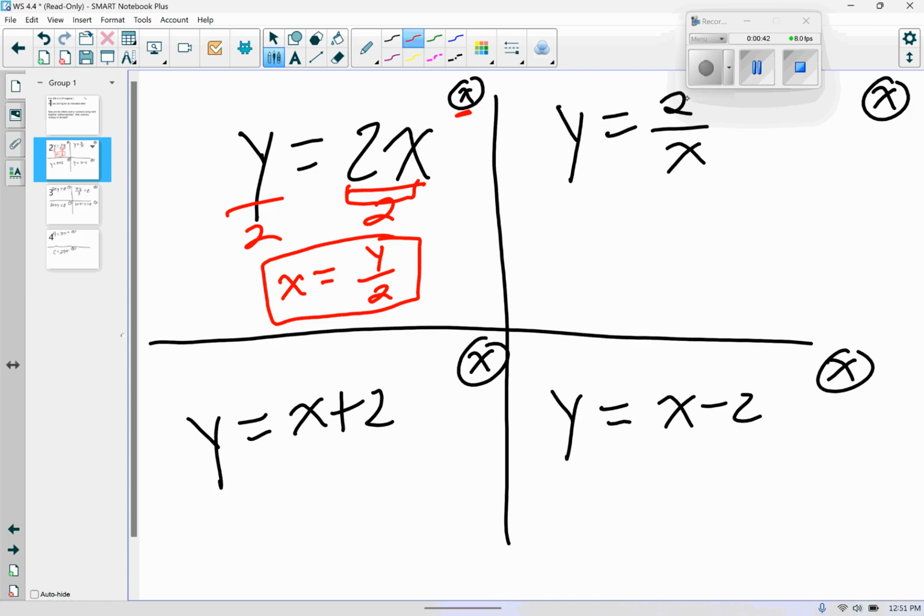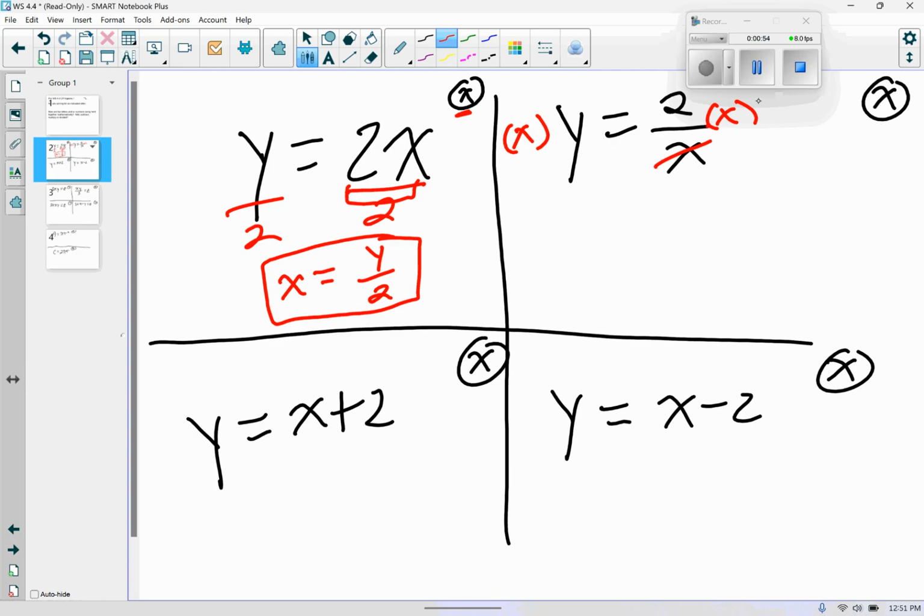And then if we take a look at this one, how are 2 and x being held together? Well, that's a fraction. A fraction is division. So if I want to get x by itself, first thing I'm going to do is multiply both sides times x, because that's going to get it out of the bottom. Then I'm going to have xy equals 2, okay?